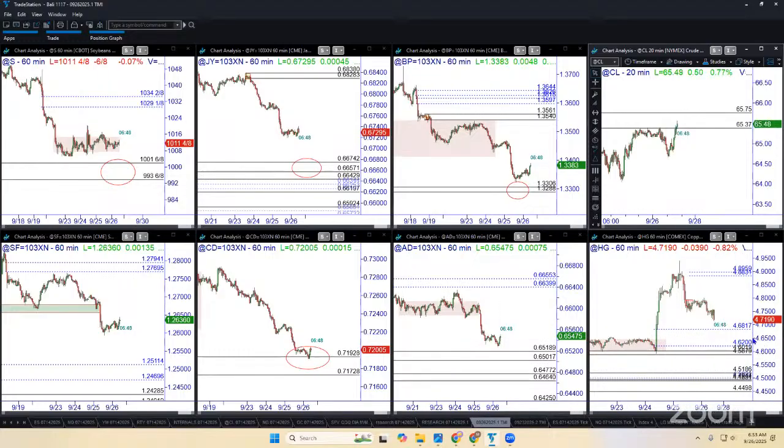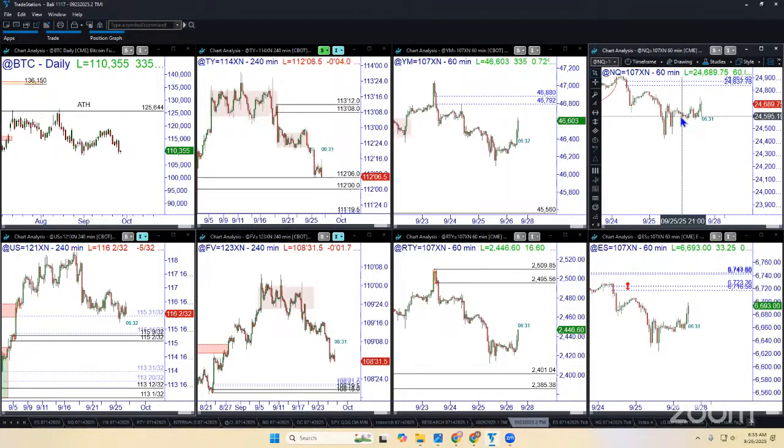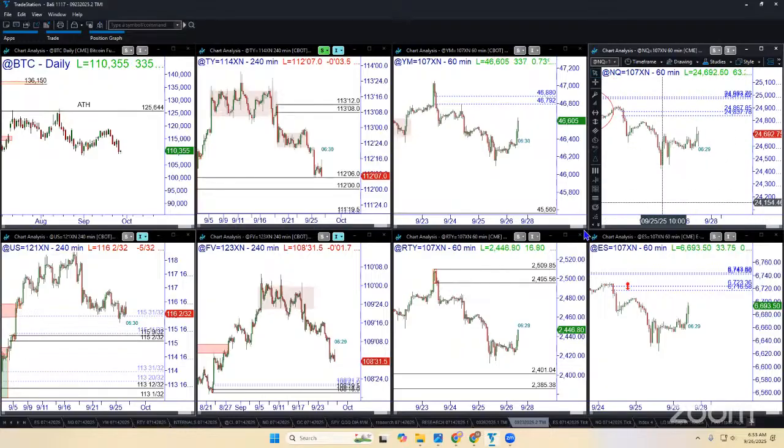Copper making us move down. We got 4.6817. Our equity indexes, mainly the Dow, the Russell, and the S&P, are showing the strongest move up, and NASDAQ's not. Okay. A little more weakness on the 5, 10, 30-year bonds and notes.